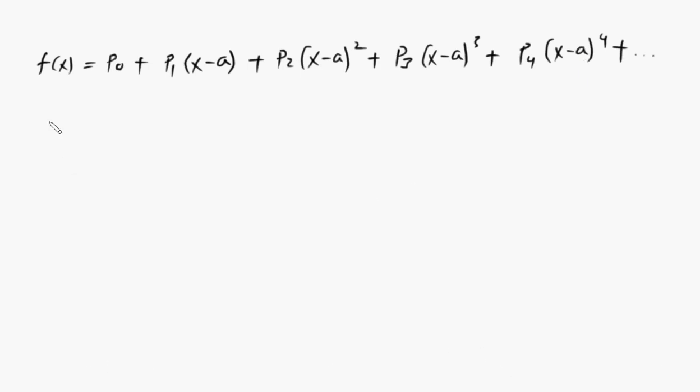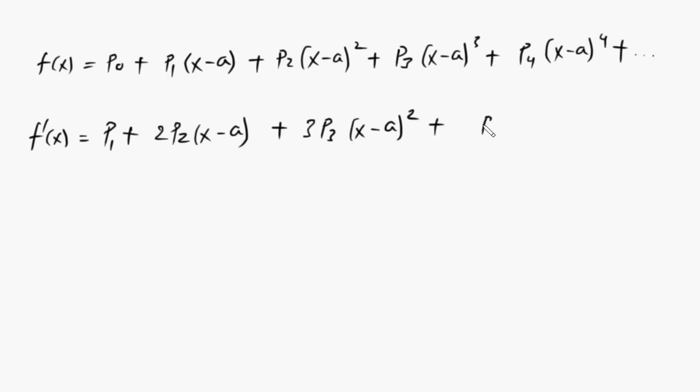So the first derivative of f(x): p naught is a constant, so it becomes 0. We remain with p1, which is a constant, taken out, and differentiating x minus a gives 1. p2 is a constant, taken out, and differentiating (x minus a) squared gives 2(x minus a). p3 is a constant, and differentiating (x minus a) cubed gives 3(x minus a) squared. p4 is a constant, and differentiating (x minus a) to the power 4 gives 4(x minus a) cubed. So this is my first derivative.